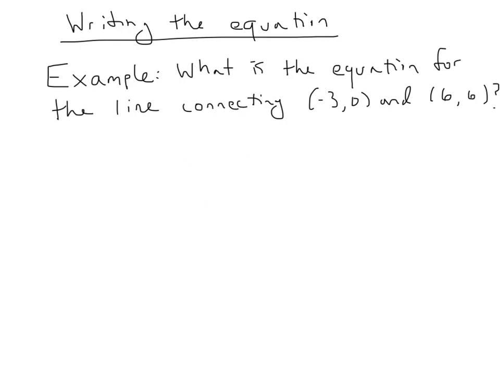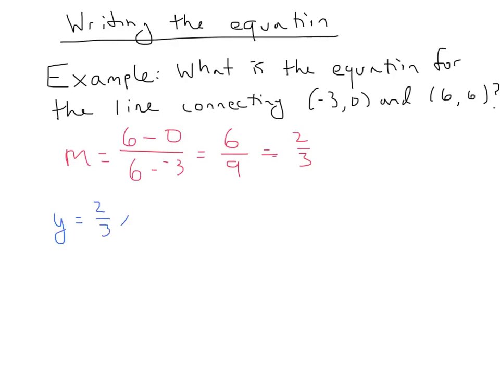And we'll recall that the slope m is y2 minus y1, so that's 6 minus 0, over x2 minus x1, that's 6 minus negative 3, which is 6/9, which is 2/3. So I'm a long way towards finding the equation because I've got half of what I need. I now have the slope, and I know that the line looks like y equals 2/3 x plus b. I still don't know b, so I'm going to write it in there like that.